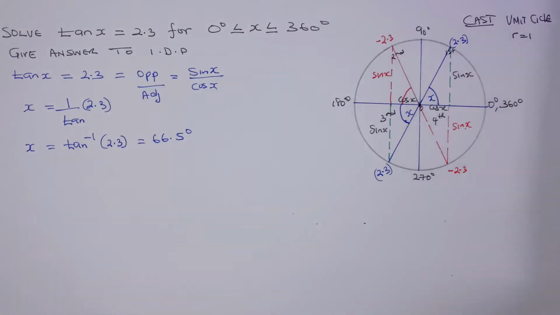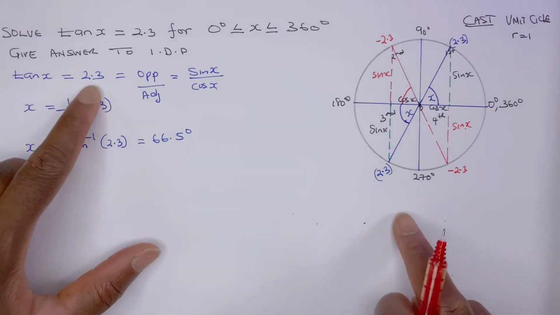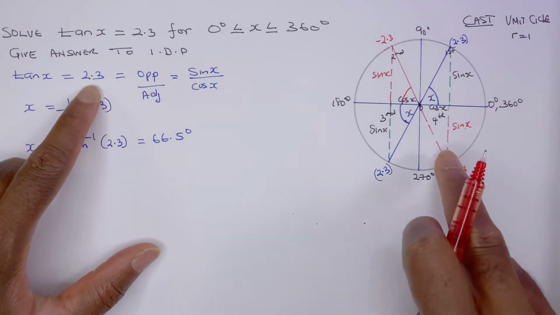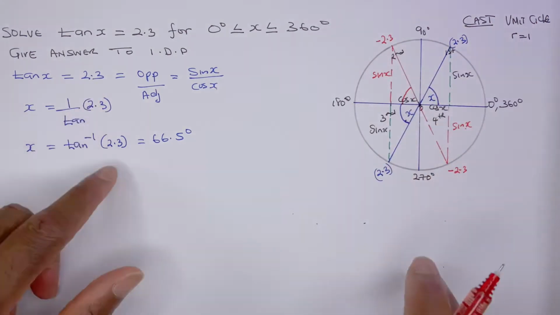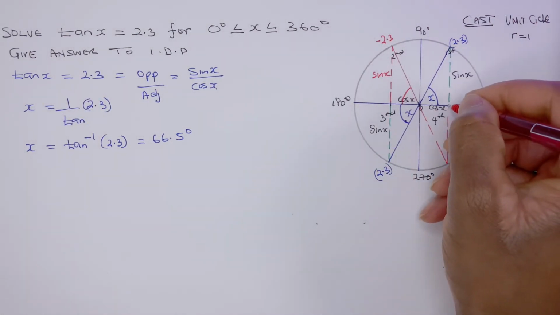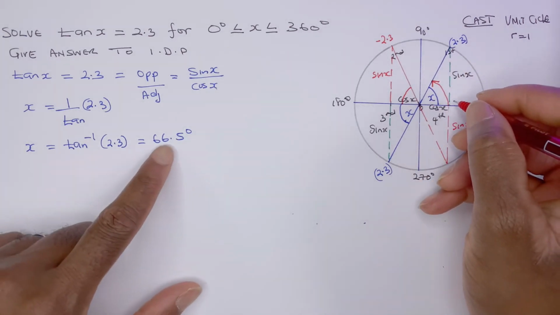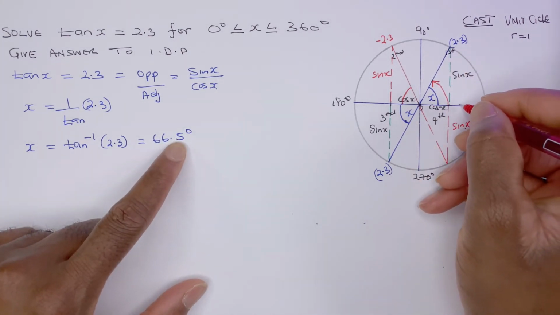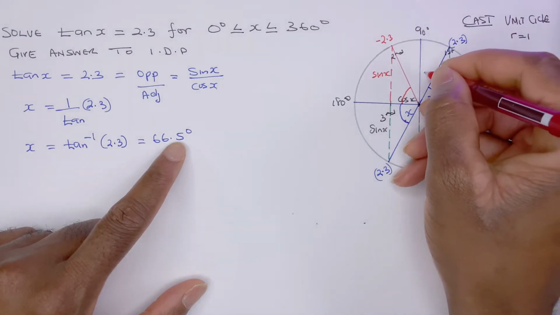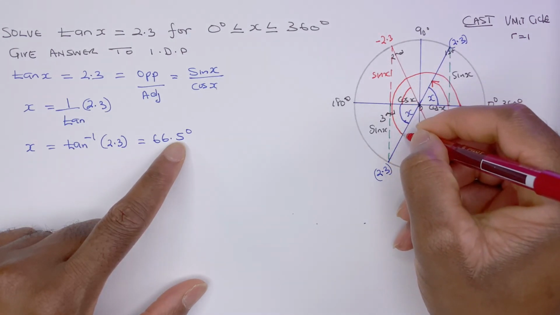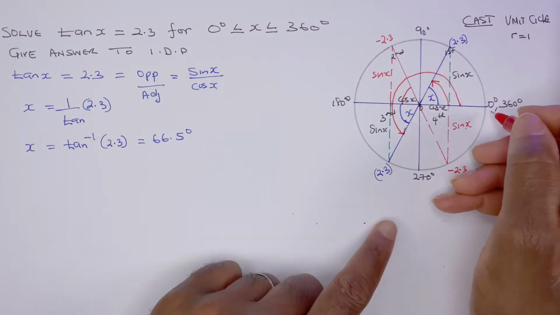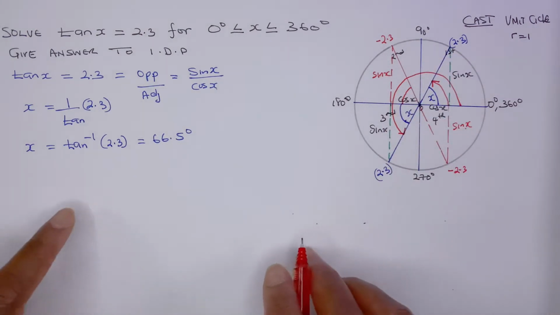There you go. The question is referring to 2.3, not minus 2.3, so we don't want this, we just want those. The angles we're looking for are that one, so that's 66.5 degrees, and the other angle will be that all the way to there, because we measure in the anti-clockwise direction.